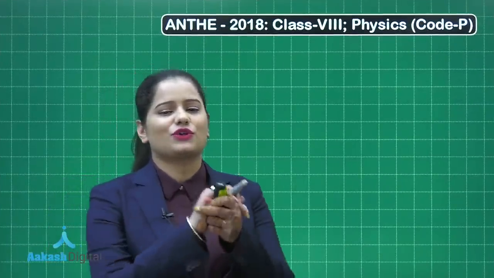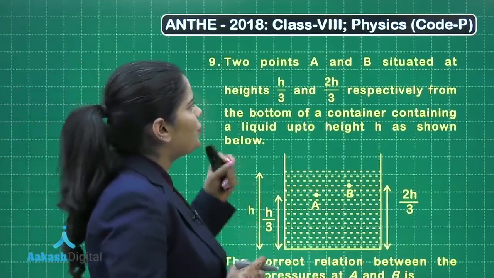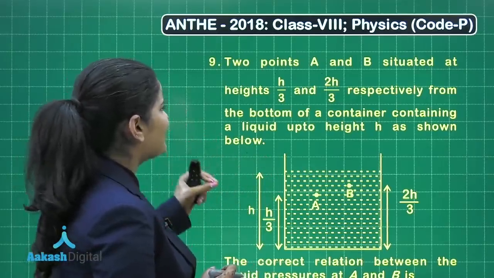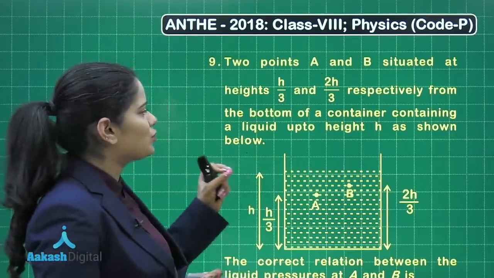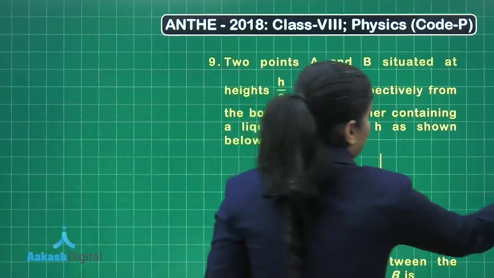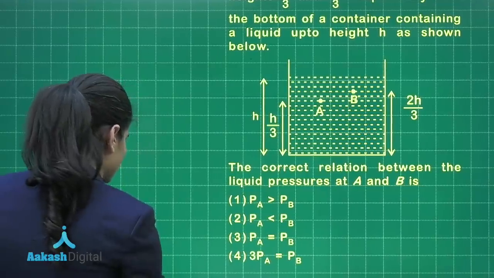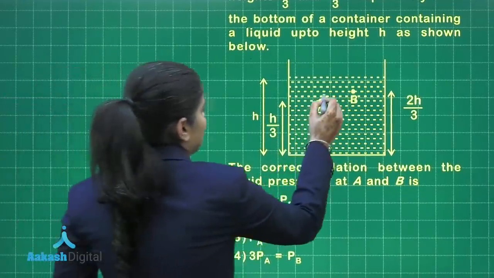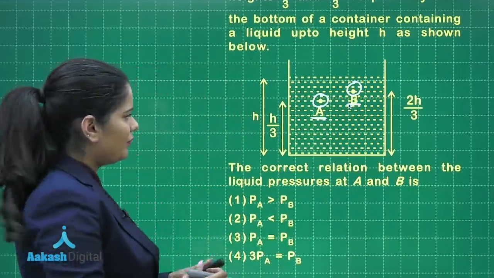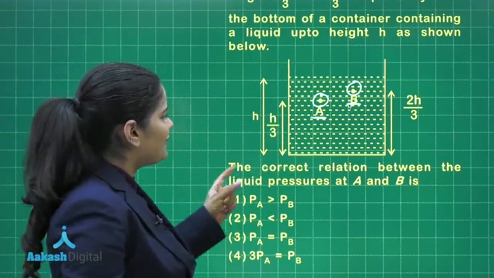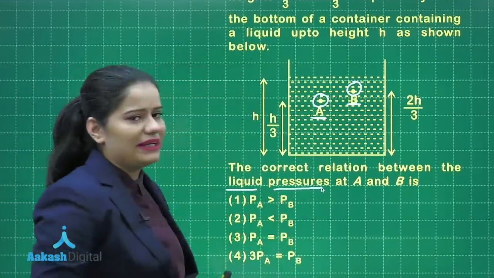So it's the time to discuss the solution for question number 9. Here we have this question. Let's read this question. This says 2 points A and B situated at heights h/3 and 2h/3 respectively from the bottom of a container containing a liquid up to height h as shown in below. So here we are given this container, and in this container you can see these 2 points. I am just going to highlight these points. This is point A and this is point B. This question says that the correct relation between the liquid pressure at A and B is.